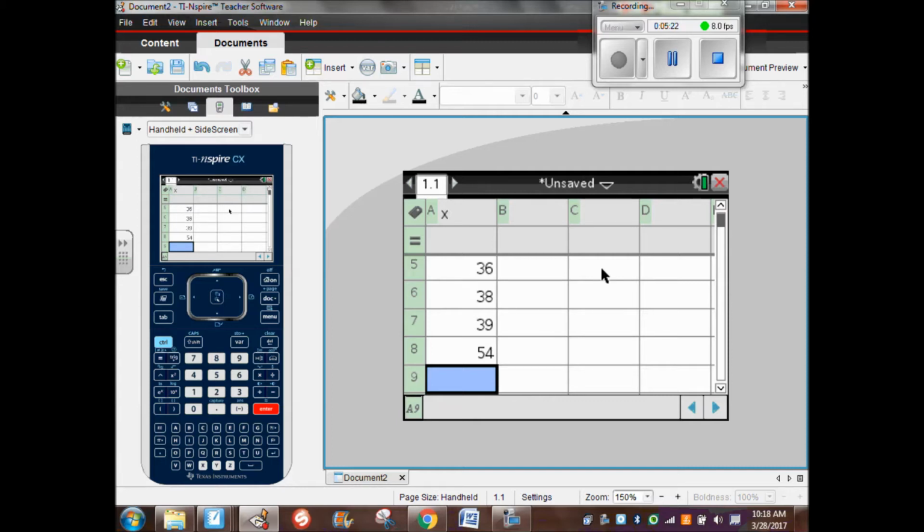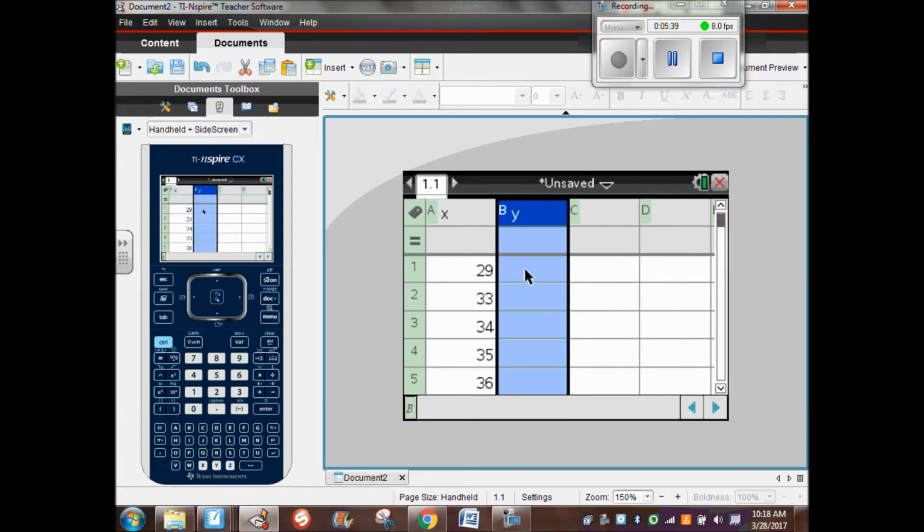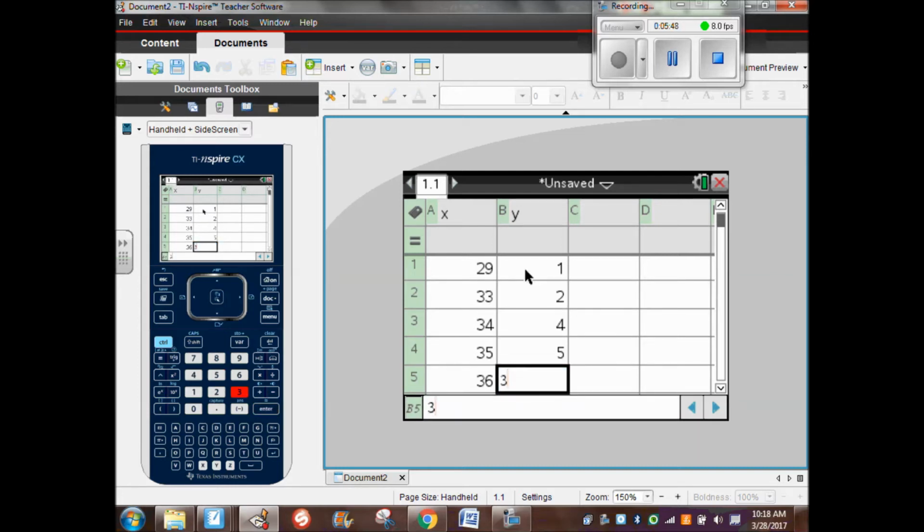Now we've got to enter in our second list, which is the number of cars. So go up into the B cell, and I'm not going to title it number of cars. What do you think I'm going to title it? Y. Yeah. Okay. Again, don't be in the equal sign cell. Make sure you're in cell 1 and go ahead and enter in those frequencies. And again, make sure you hit enter after that last one in the list.